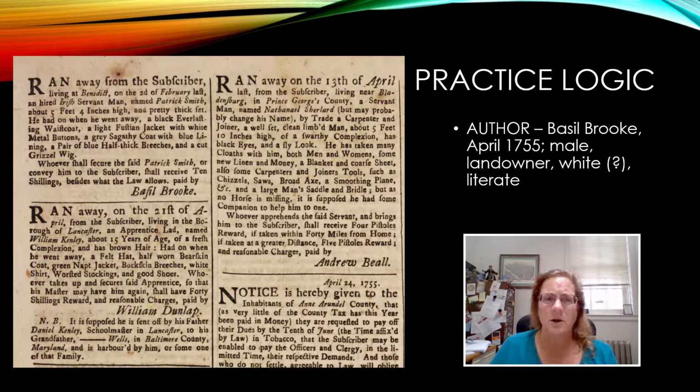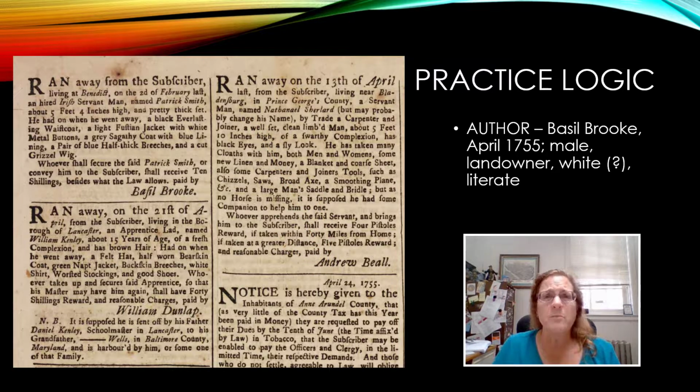Basil Brook, we talked about that, he signed it. You could also have said that the newspaper editor was the author, but although he printed it, he didn't actually write it. I think Basil Brook is a better answer. You should always include a date in the author. Even though there's no date in this advertisement, there are dates in the advertisements around it, so we can guess that Basil put this in around April of 1755.